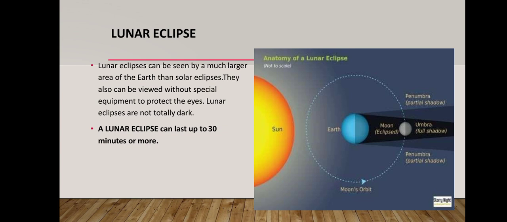Then we see that a lunar eclipse is visible from all nighttime places. It is observed at nighttime, so wherever there is nighttime all over the world, the lunar eclipse can be seen. A lunar eclipse can last up to 30 minutes or more, and it is safe to look at the moon during a lunar eclipse, whereas it is not safe to look at the sun during the solar eclipse in the daytime.